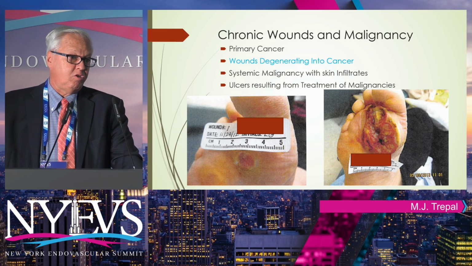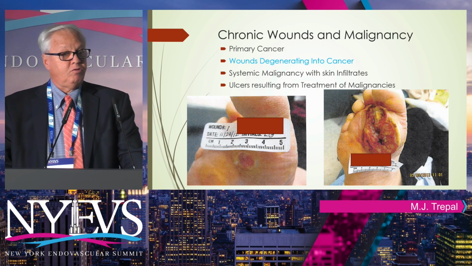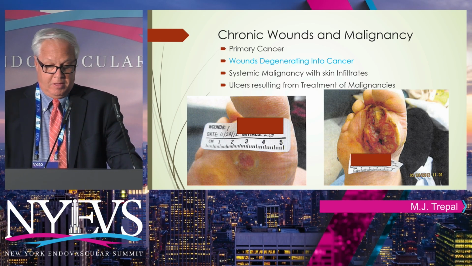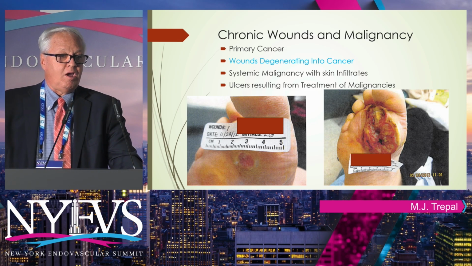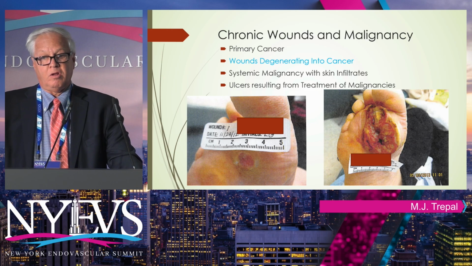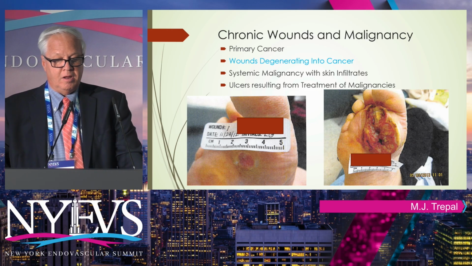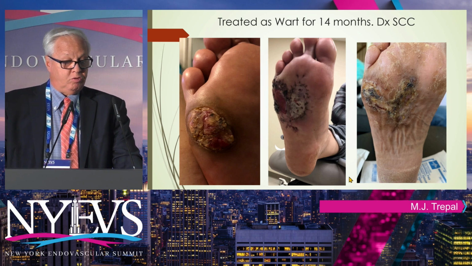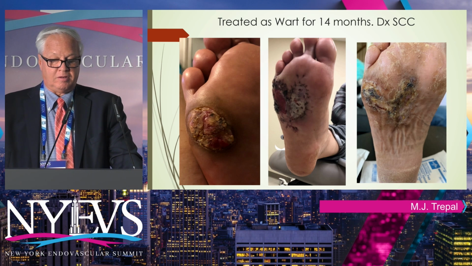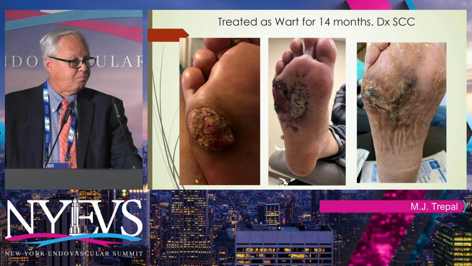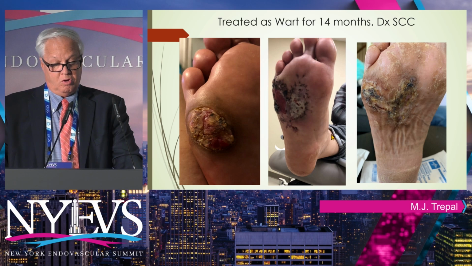The fact of the matter is that this was treated inappropriately as a DFU for several months until such time that it looked like it did on the right-hand side. Patient sought a second opinion. By that time, this had actually metastasized to the lungs. The patient expired, and as you would guess, generated a fairly significant med-mal. This is a patient treated as a wart for 14 months. Salicylic acid and cantharidin and all kinds of lotions and potions on it. This also turned out to be a squamous cell carcinoma.